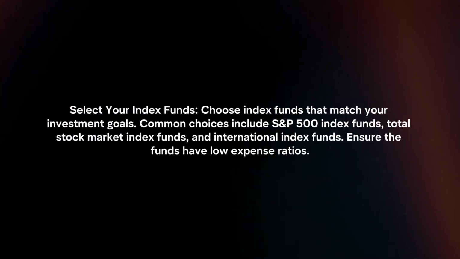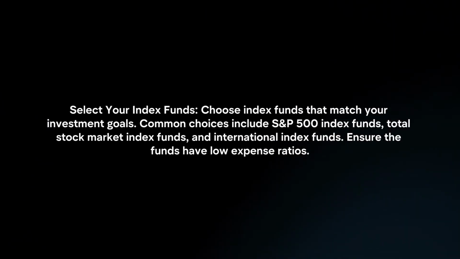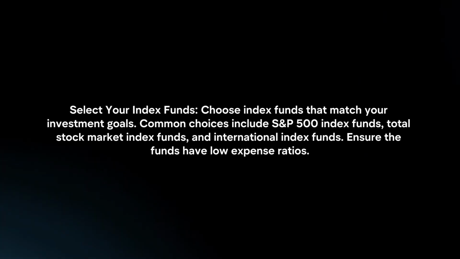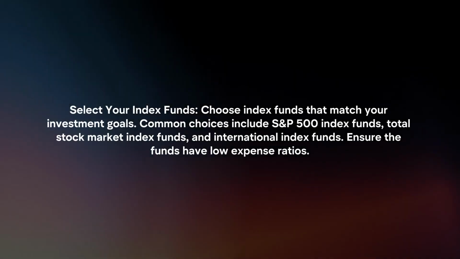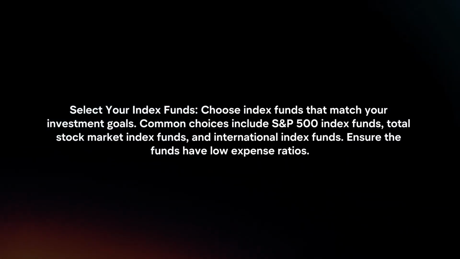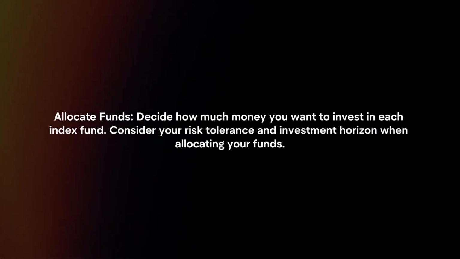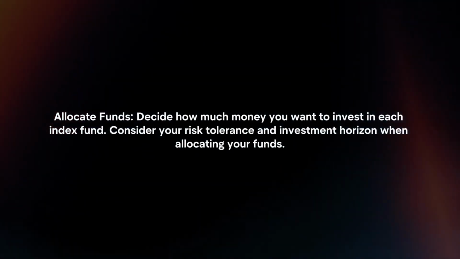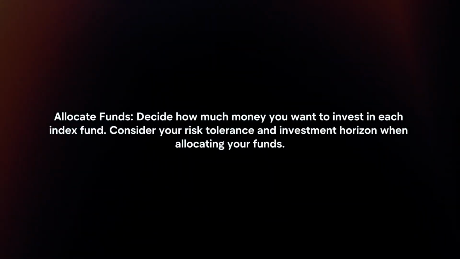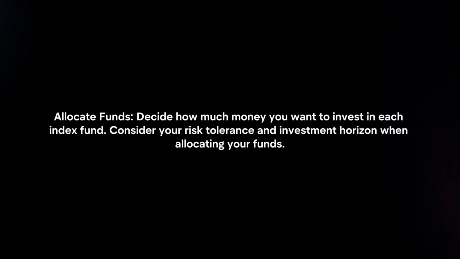Select your index funds. Choose index funds that match your investment goals. Common choices include S&P 500 index funds, total stock market index funds, and international index funds. Ensure the funds have low expense ratios. Allocate funds. Decide how much money you want to invest in each index fund. Consider your risk tolerance and investment horizon when allocating your funds.